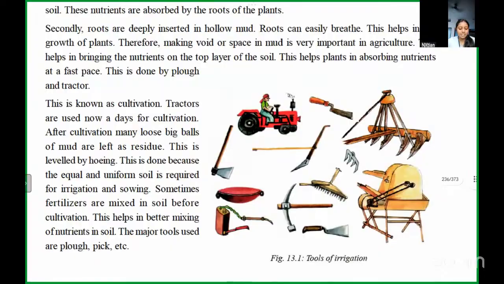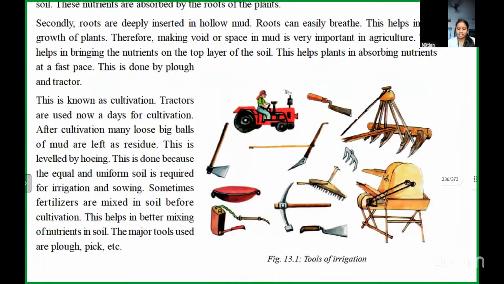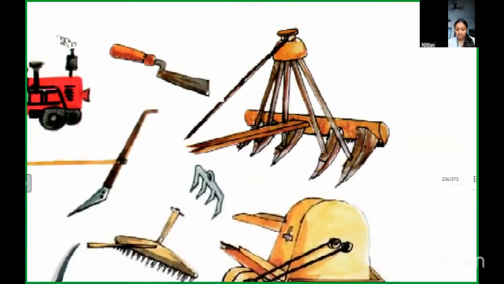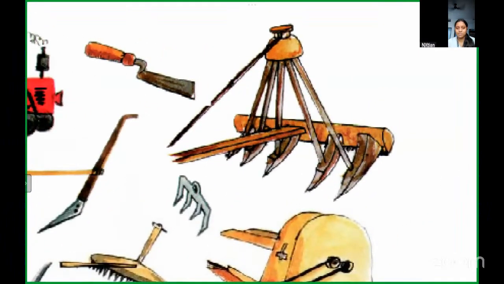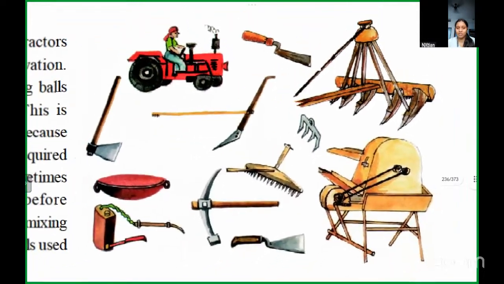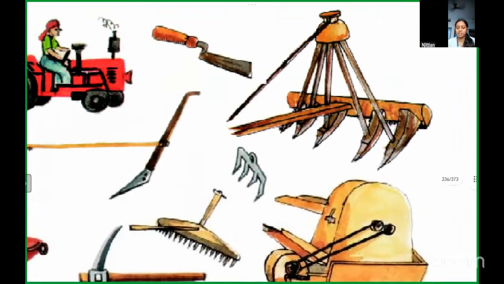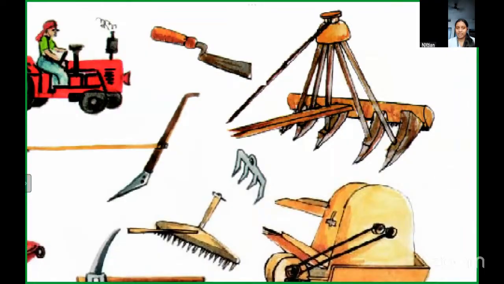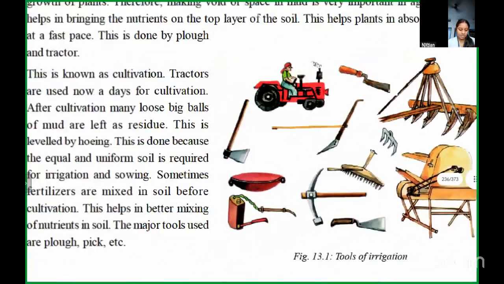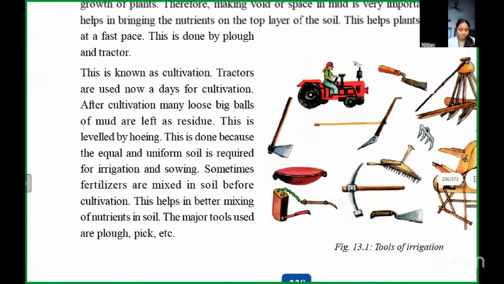And how are these holes made? By a plow and a tractor, with all the attached instruments. Have you seen this on a farm, or maybe in a village? You must have seen a plow. They attach it to bulls, cows, sometimes oxen, and sometimes to the tractor. Then they make holes. This is known as cultivation.